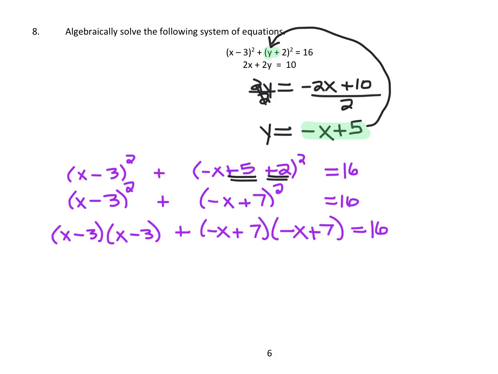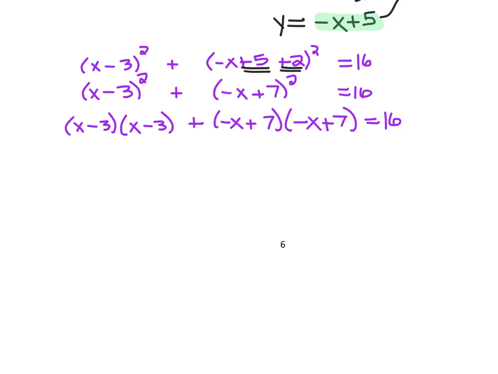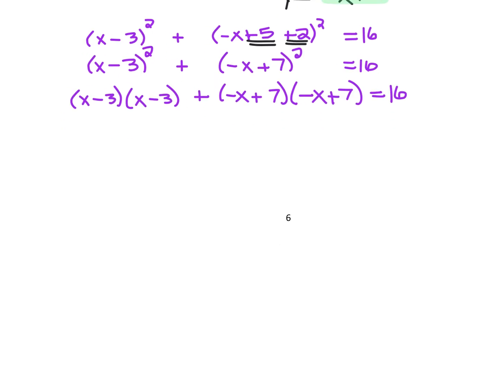Again, when something is squared, we write it out twice. This is squared, we write it out twice. Now, let me move this up to give myself a little more room, we're going to solve. I'm just going to double distribute. So x times x is x squared. X times negative 3 is negative 3x. Negative 3 times x is negative 3x. And negative 3 times negative 3 is positive 9.